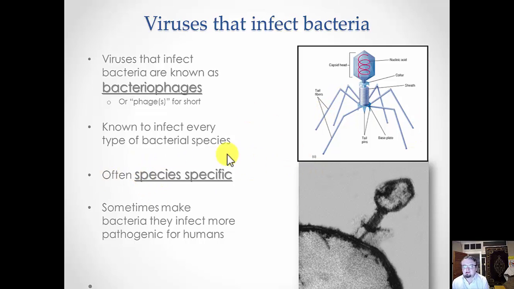Just like animal viruses, there's a certain range of specificity here. Some have broad specificity, some have intermediate, some have restricted. The difference is they all infect bacteria, so they're always specific to some kind of bacteria, but within the different range of types of bacteria, some are broad, intermediate, and restricted.